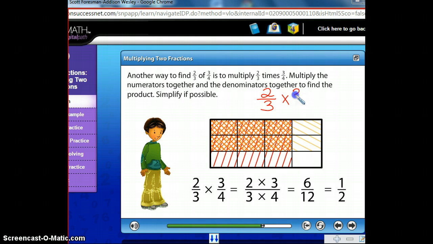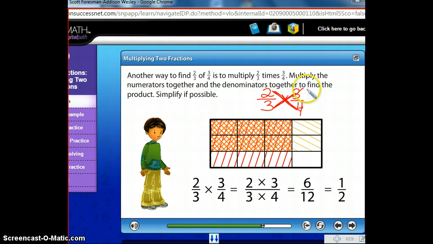2/3 times 3/4, okay? And remember, we multiply by going straight across. But before I do that, I go ahead and I make this X. And I look to see if I can cross cancel, simplifying, making this simpler by working with smaller numbers. And can we cross cancel anything? Is there anything we can cross cancel? Ethan? The 3s.